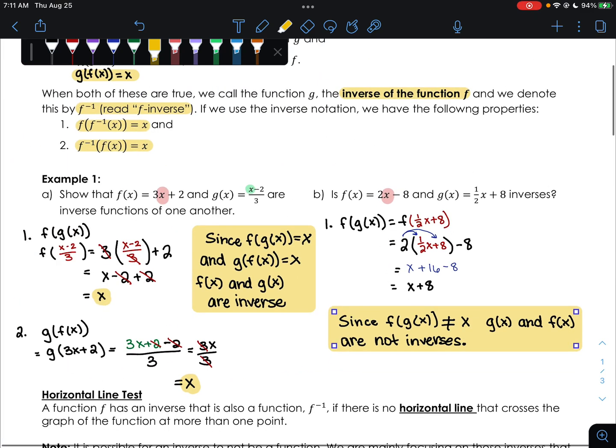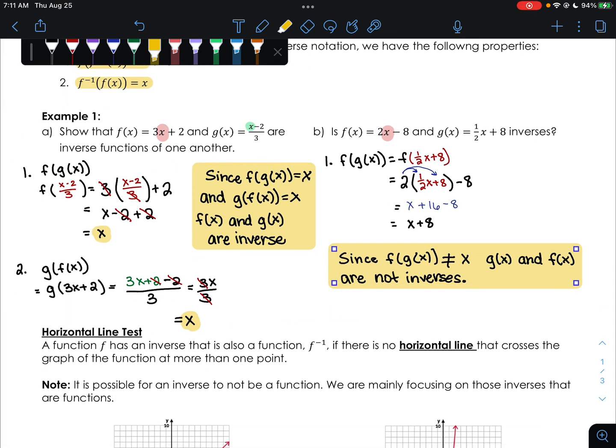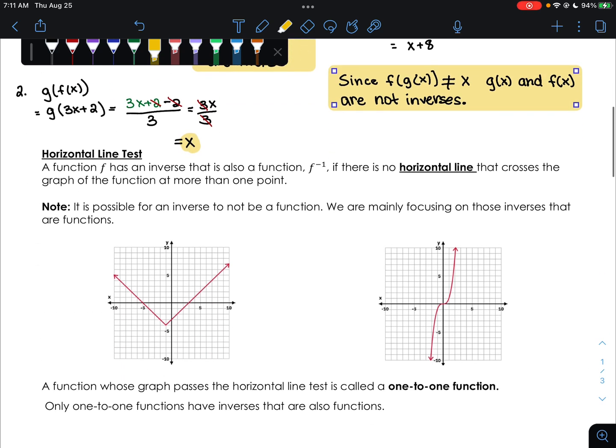Okay, so again, to check if two functions are inverses, all you're going to do is perform the composition. Now, moving on to the horizontal line test. This is similar to the vertical line test, except it's not checking to see if the graph we're given is a function. The horizontal line test tells us if its inverse is a function.